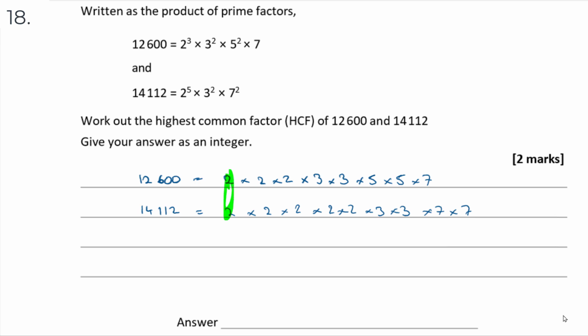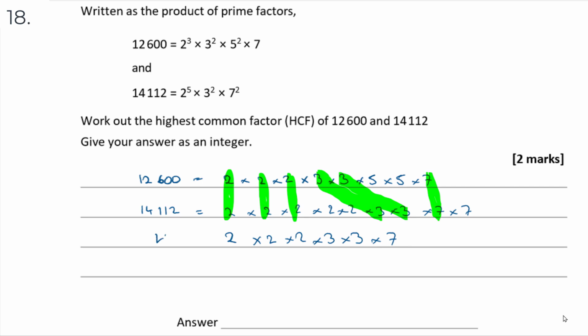Okay, so I've got a 2 in both here, a 2 in both here, and another 2 in both here. And I've got more 2's in the bottom number, but I haven't got any more to match it in the top one. I've got 3's in both, 3's in both, and a 7 in both. So altogether what I've got in both is 2, 2, 2, 3, 3, 7.